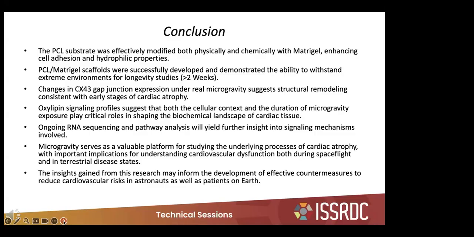Microgravity serves as a valuable platform for studying the underlying processes of cardiac atrophy, with important implications for understanding cardiovascular dysfunction. The insights gained from this research may inform the development of effective countermeasures to reduce cardiovascular risks in astronauts as well as patients on Earth.